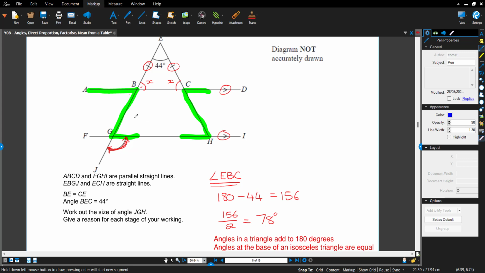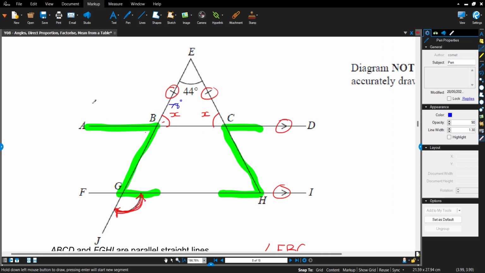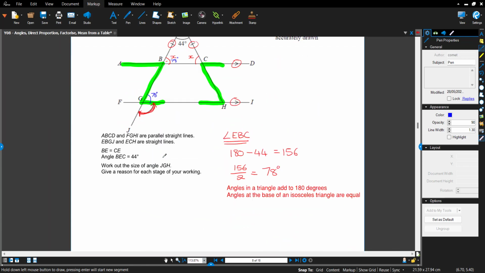So we know, what did we say that was? 78 degrees, assuming. That's 78 degrees there. So let's bring it down there. That's 78 degrees. So we know actually this is 78 degrees because their corresponding angle, that's above the parallel. They have the transversal, that's above the parallel, and then we have the same transversal. So what is that? BGH.